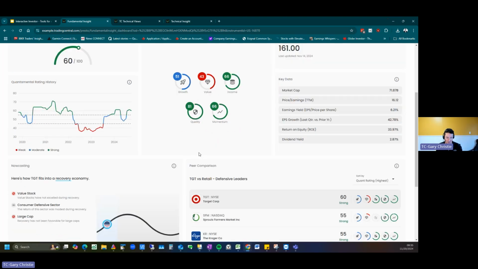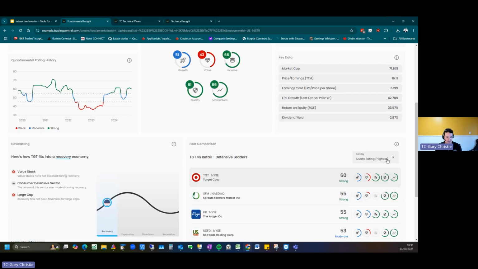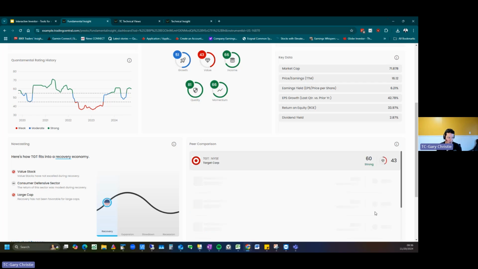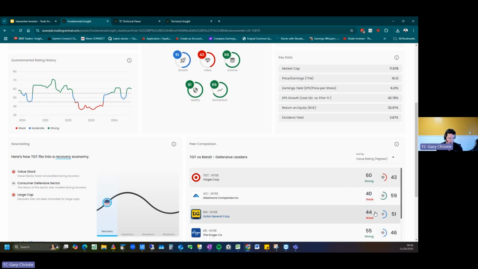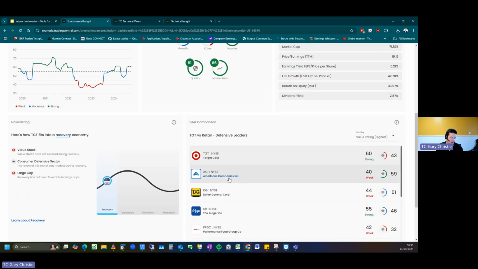And I encourage you to experiment and see which ones have the highest scores overall for quant rating, but not just quant rating. Maybe you care more about a specific metric. Maybe you're more of a value investor. You want only the value stocks that have the best rating. If I click on value rating, I'm going to get the top down, the best value stocks comparably, right? So we see a higher one in Albertsons Companies, Dollar General, the Kroger, and so on and so on, right?